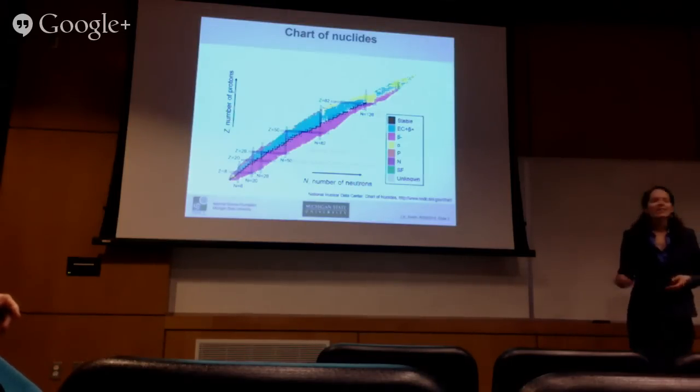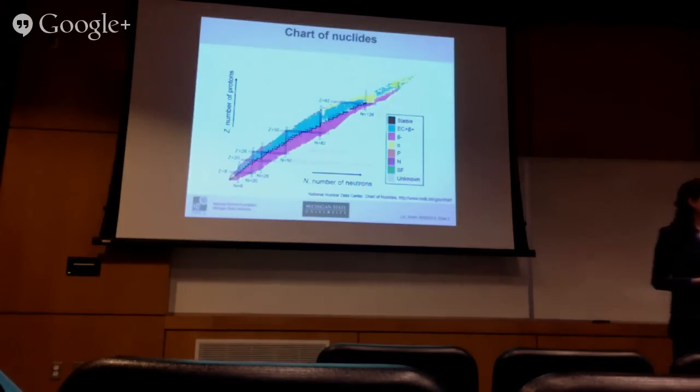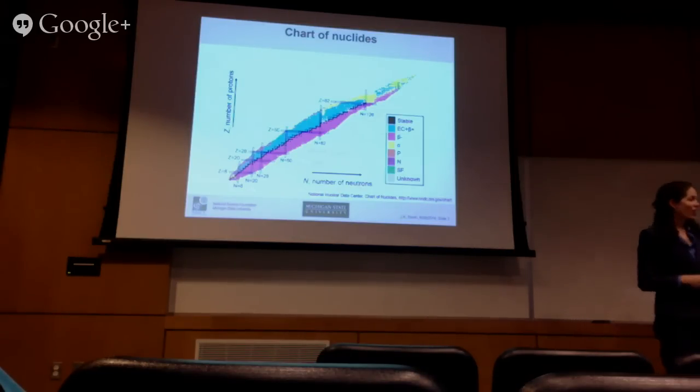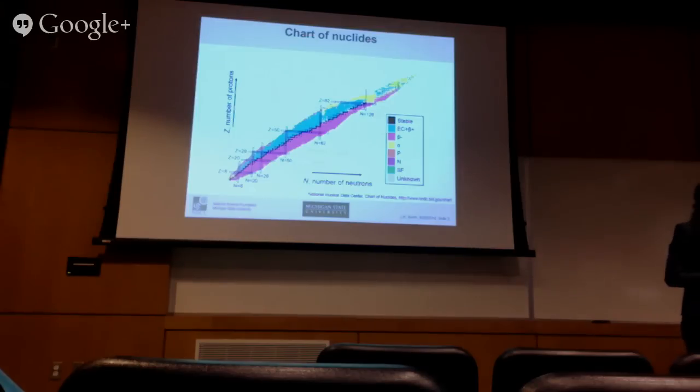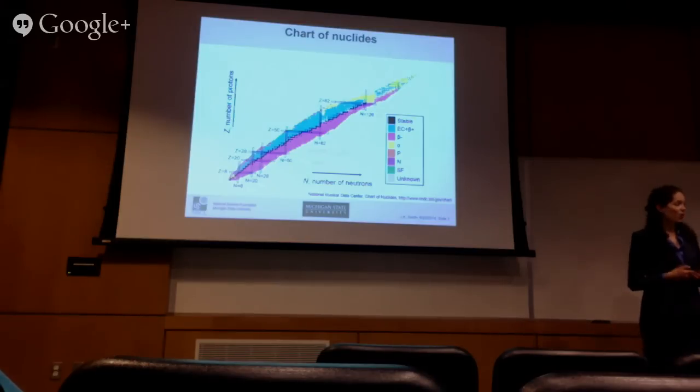The chart of nuclides is a tool that nuclear scientists use to organize information about all the nuclides. Now, a nuclide is just a species of nucleus, defined by the number of neutrons and the number of protons. Here on this chart, the number of neutrons is along the x-axis, and the number of protons is along the z-axis. And the color of the square indicates the primary mode of decay of that ground state.